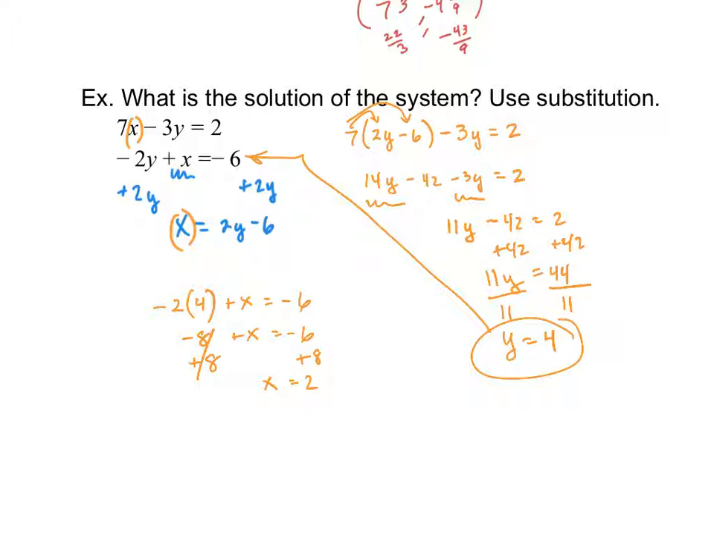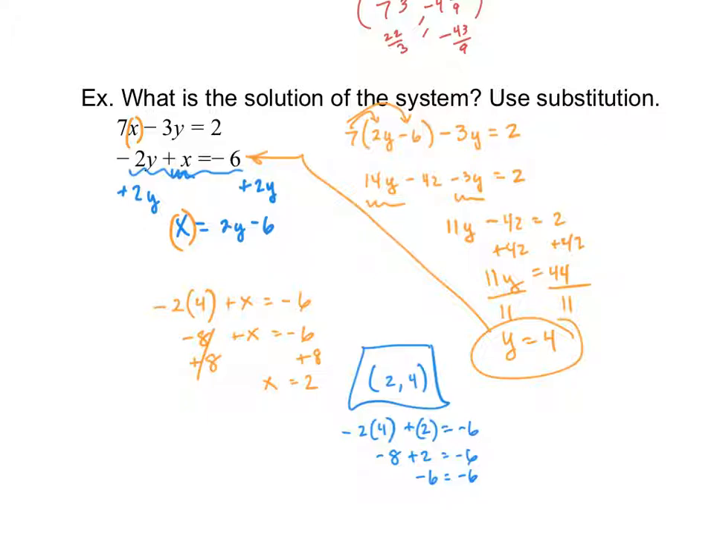I may not have done the check on the last problem, so let's see here. If our solution is (2, 4), I can plug it into either one of these. I can say negative 2 times 4, using my original equation right here. Negative 2 times 4 plus 2 equals negative 6, so I have negative 8 plus 2 equals negative 6, and sure enough, negative 6 equals negative 6. So yes, this solution does check.